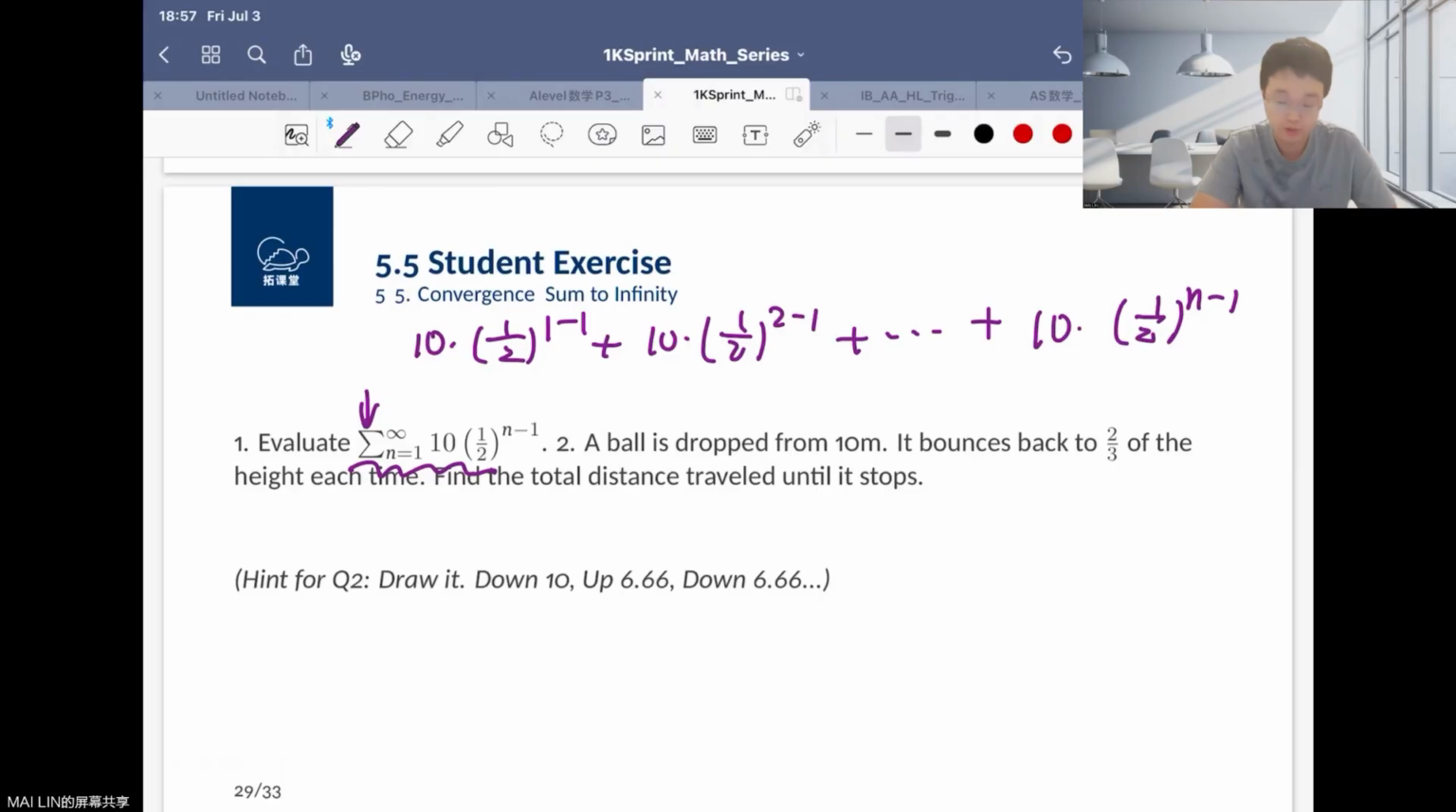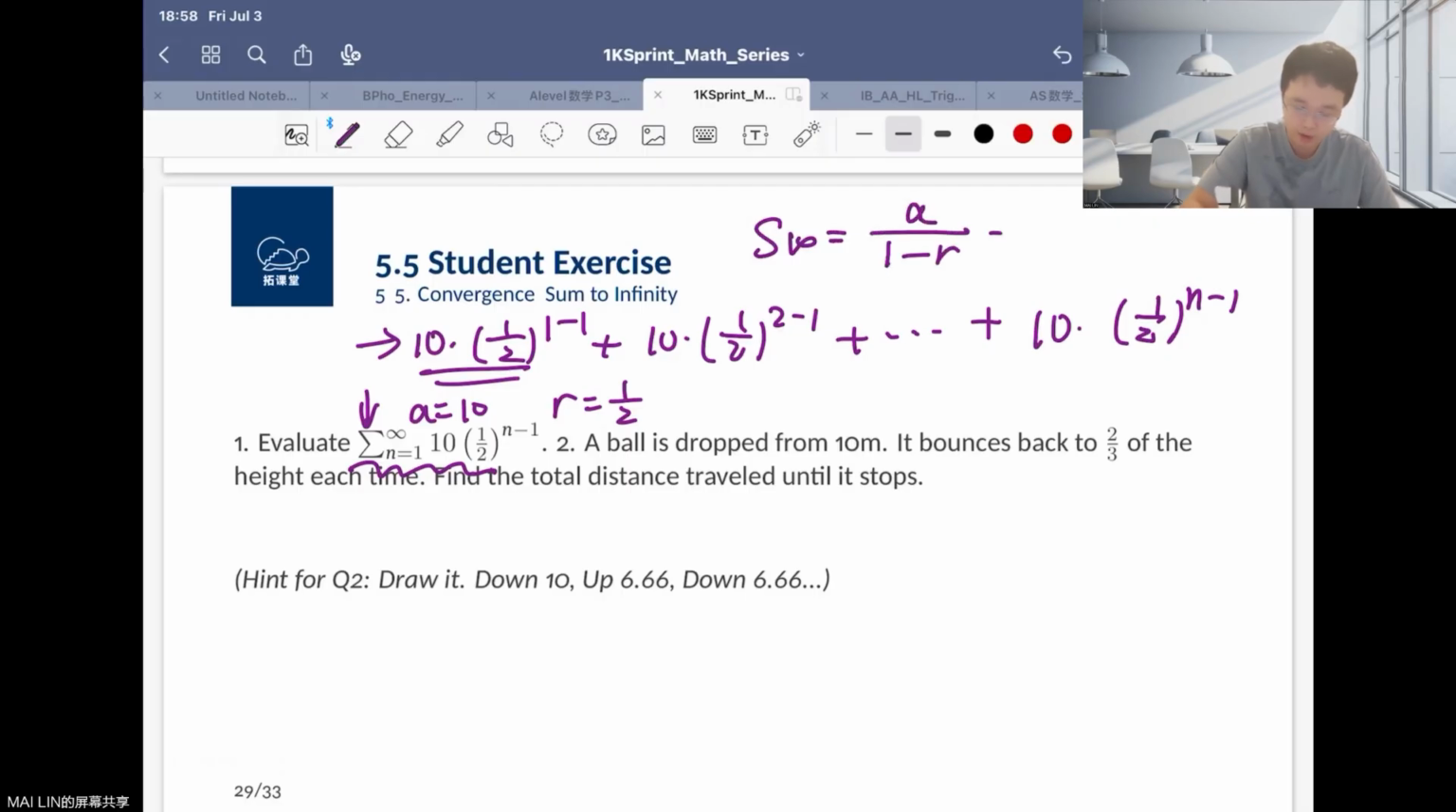Let's move to the first problem. We can set the first term, when n equals 1, as 10, so a is 10, and the ratio is a half, since each term is a half of the adjacent term. The sum to infinity is a over 1 minus r, so it's 10 over 1 minus a half, which is 20. That is the first problem.